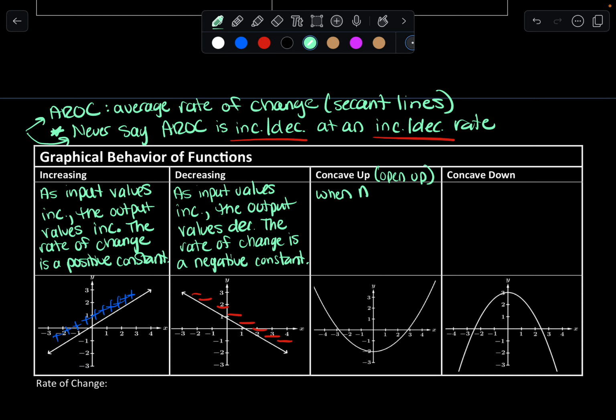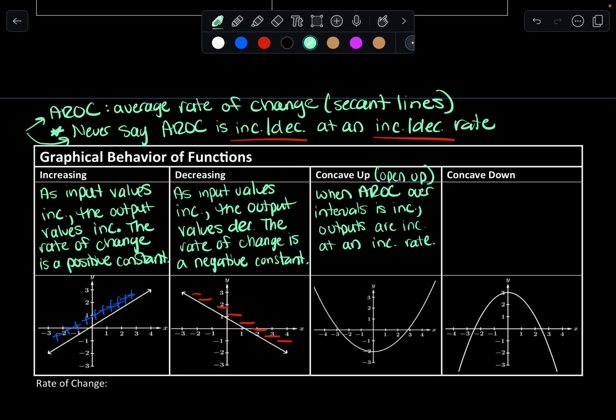So when the average rate of change over intervals is increasing, outputs are increasing at an increasing rate. Okay, so notice how I said that outputs are increasing at an increasing rate. I did not say the average rate of change is increasing at an increasing rate.